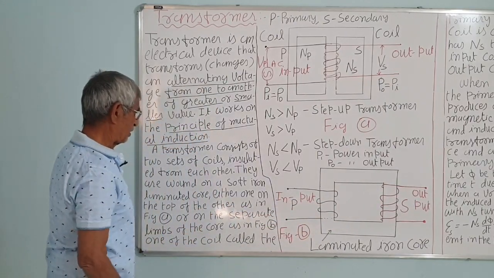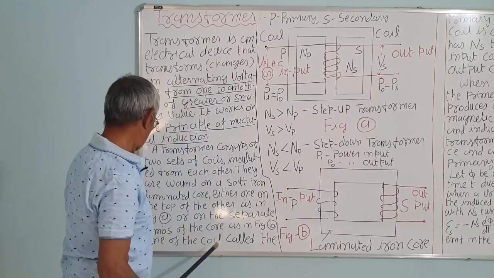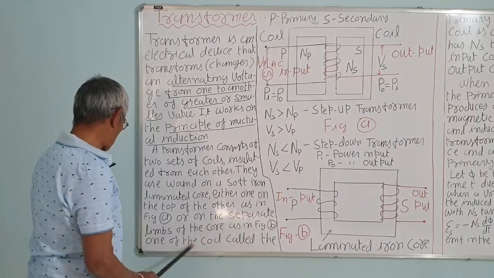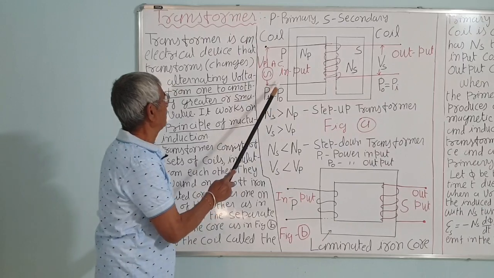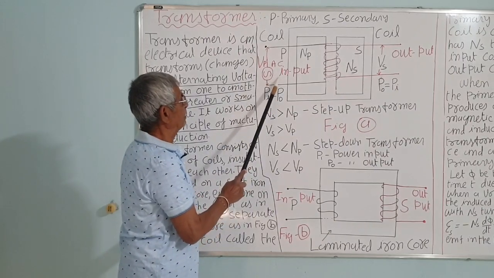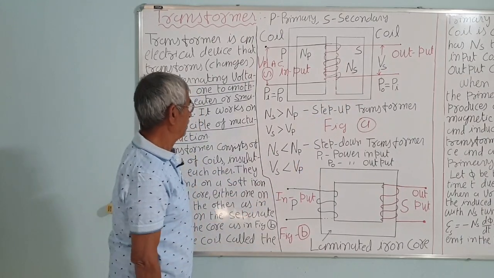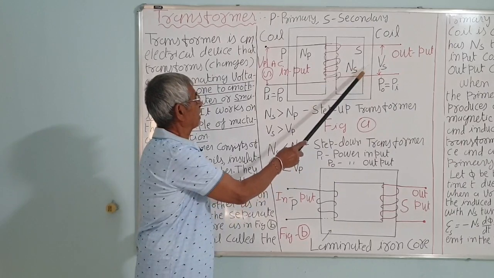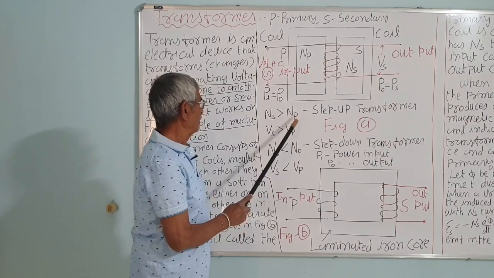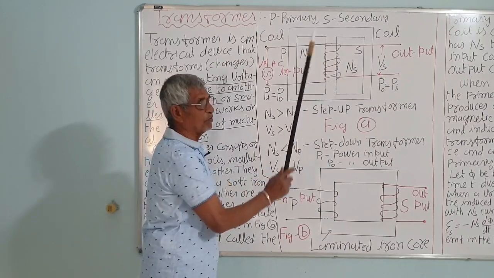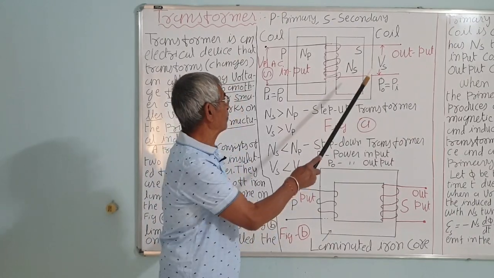This is input, that is, input is called the primary, output is called the secondary coil. Limbs of the core as in figure B. One of the coils is called the primary, the input coil, and the other coil is called the output coil or secondary coil. If the number of turns in the secondary is more than the primary, that is, NS is greater than NP, the secondary coil has more turns, then it is step up, and the output voltage will be more.